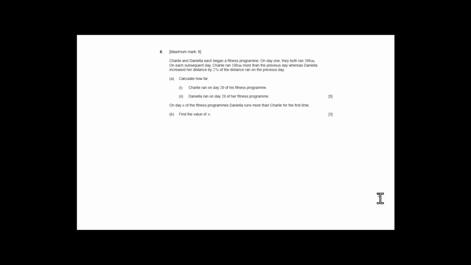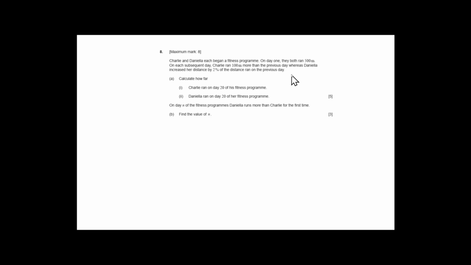Alrighty, moving right along. Charlie and Daniela each begin a fitness program. Great, good for them. On day one, they both ran 500 meters. On each subsequent day, Charlie ran 100 meters more than the previous day, whereas Daniela increased by 2% the distance ran on the previous day. Okay, so Charlie here is incremental, so he's doing an arithmetic sequence really, and Daniela, she's doing a geometric.